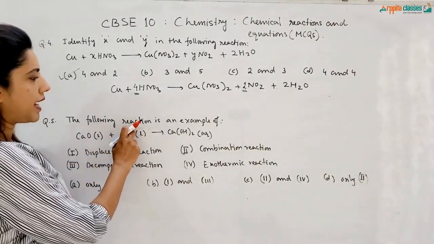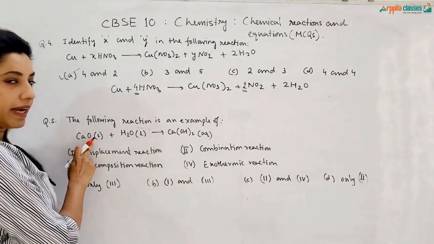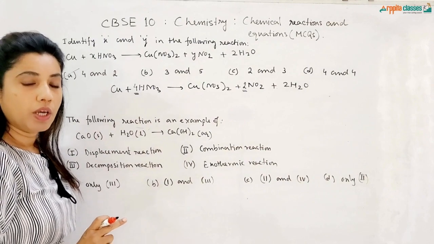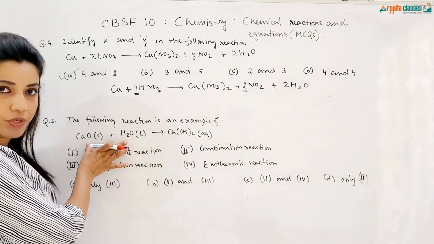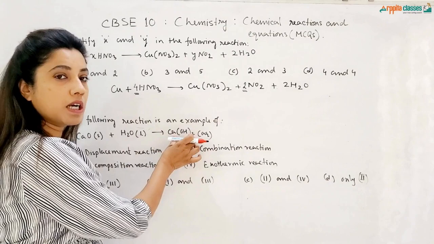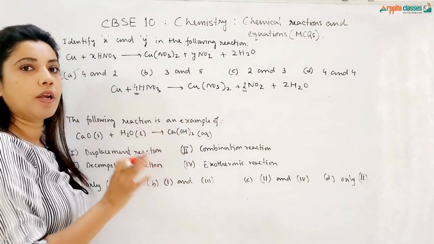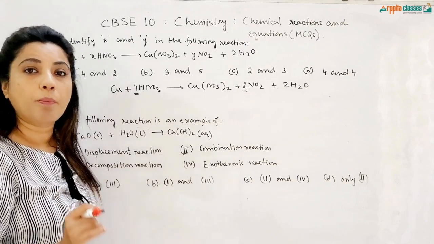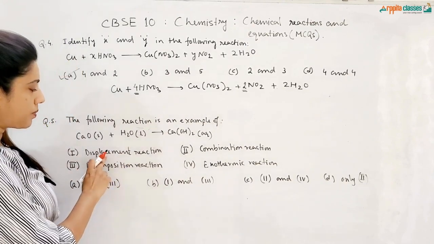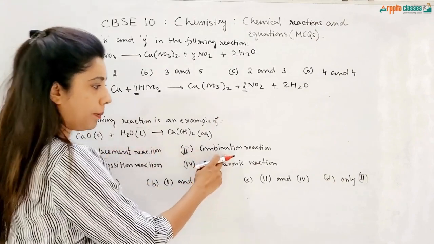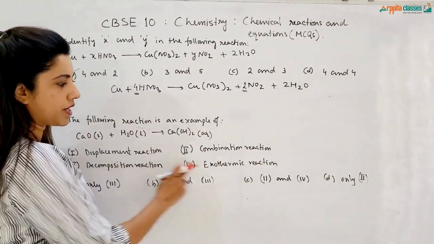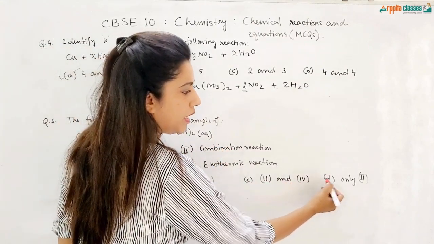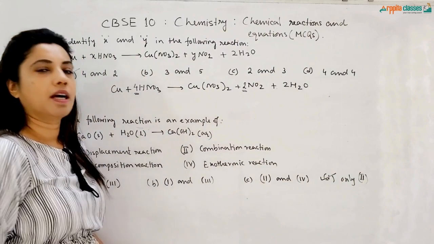The following reaction is an example of calcium oxide solid plus H2O liquid gives you calcium hydroxide aqueous. Here we can see 2 reactants combined together to give a single product. So this type of reaction where 2 or more reactants combine together to give a single product is called a combination reaction. So our options are displacement reaction, combination reaction, decomposition reaction and exothermic reaction. So it is only 2 and we see our option D is only 2. So this will be the right answer.